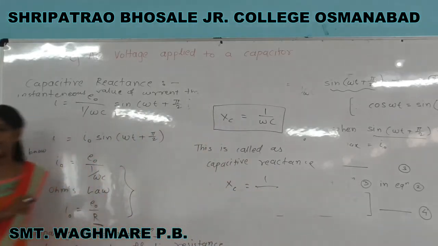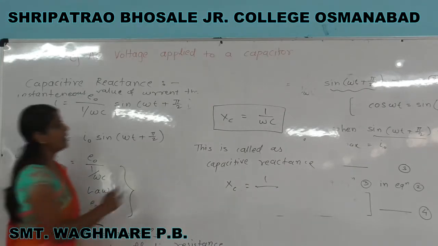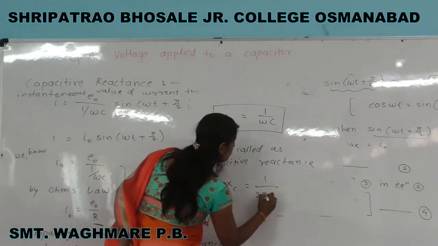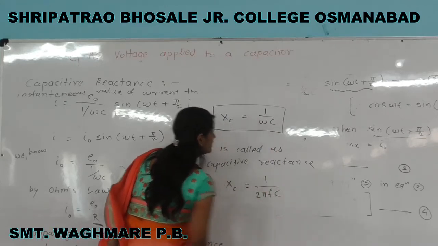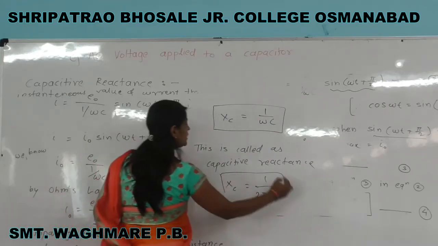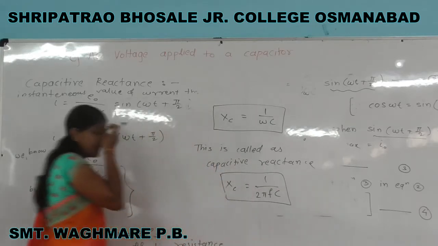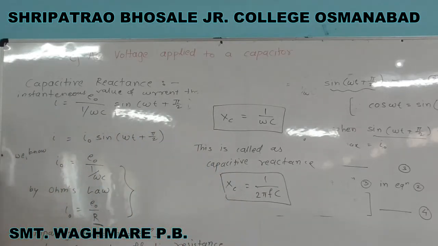Sorry, instead of omega we can write here 2 pi f. C will be as it is. Therefore, Xc is equal to 1 upon 2 pi fc. F is the frequency of the AC circuit.